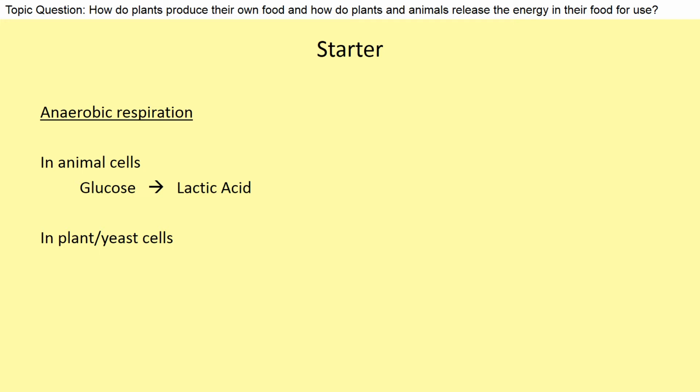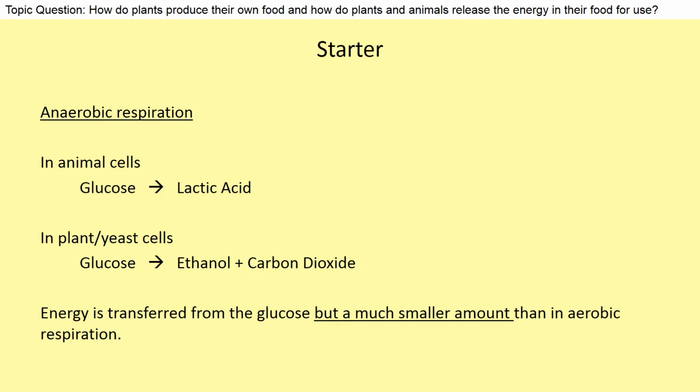In plant or yeast cells, that's going to be slightly different. So it's still going to be just the glucose without oxygen, but it's going to make ethanol and carbon dioxide. So it still makes carbon dioxide, but instead of water, we're making ethanol. What's happening with the energy transfer here? It's still being transferred from the glucose, but in much smaller amounts than it is in aerobic respiration. So we are still getting a little bit of energy, but not as much energy as we would have if oxygen had been present and aerobic respiration had been carried out.